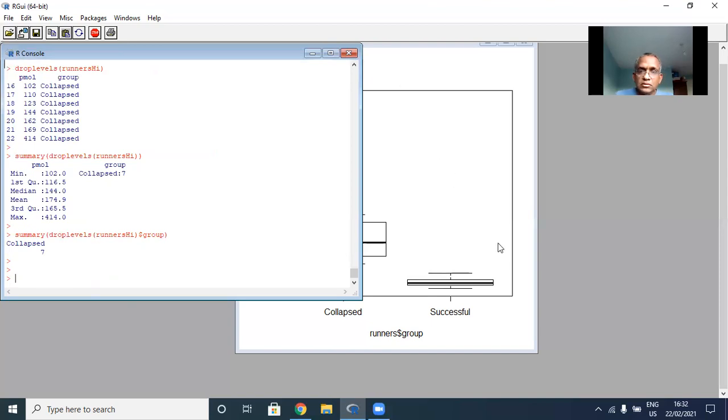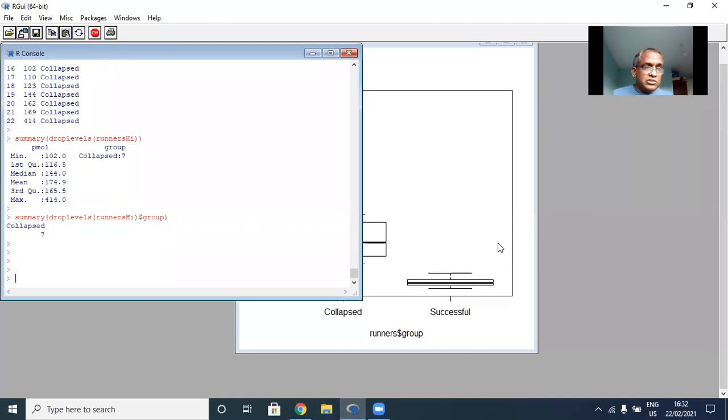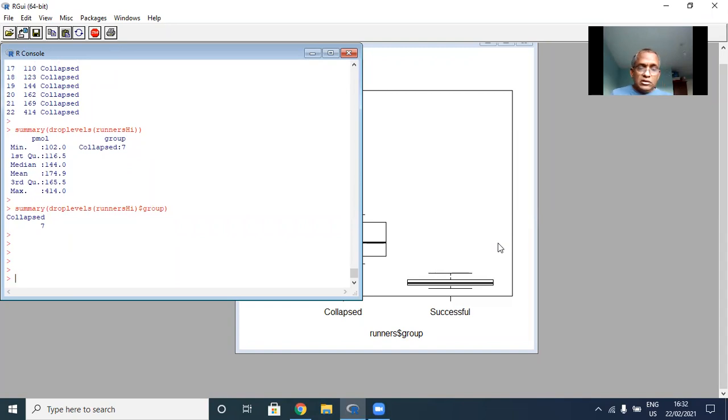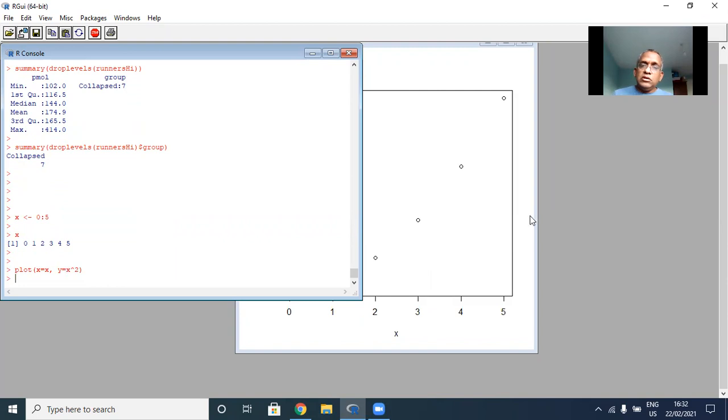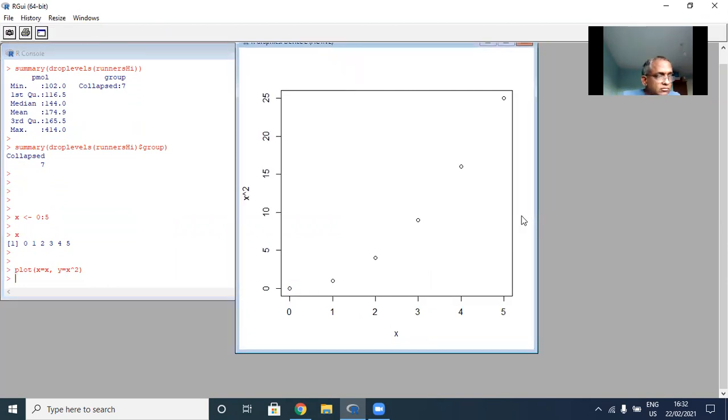right? Okay. All right, now the next thing I'm going to show you is how to do scatter plots. Now, suppose X are the integers from 0 to 5, right? So these are the numbers. Now, suppose you want to plot X versus y. And this is what you will get, right? This is the plot of x versus y. Now, this is not a very good plot.